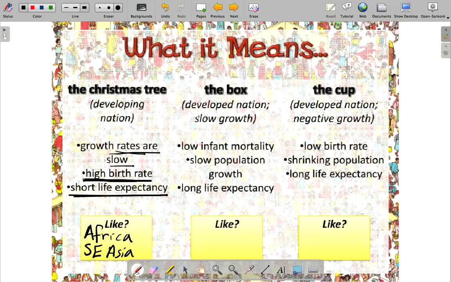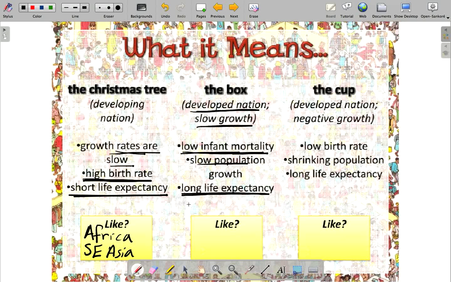Where would you find the box shape? Well, the box tells you it's a developed country. It also gives you slow population growth. You have low infant mortality, and mortality means death. So not as many babies are being born probably. But those babies, if they're being born, are living longer, have a greater chance of reaching old age. So not as many being born, but they have a more likelihood of reaching a long life expectancy.